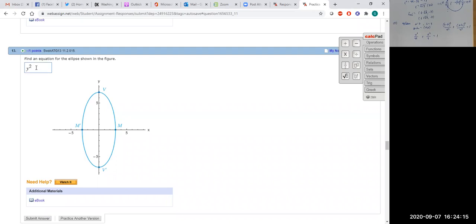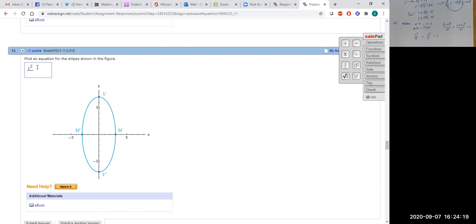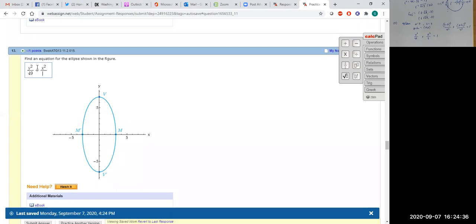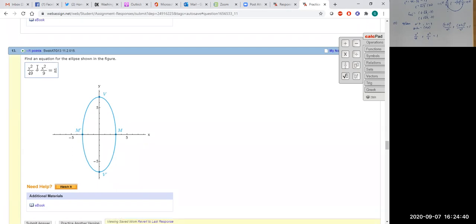So y squared divided by 49 plus x squared divided by 9 equals 1.